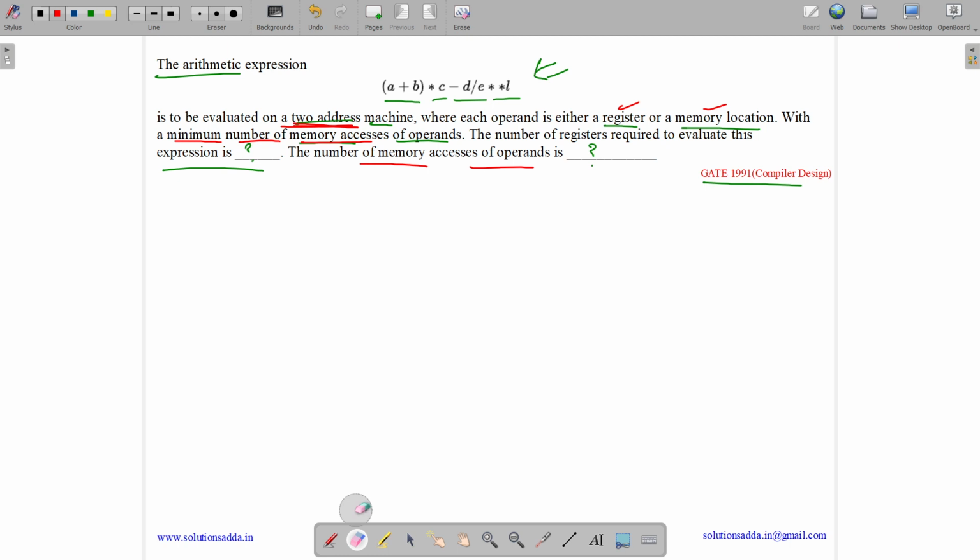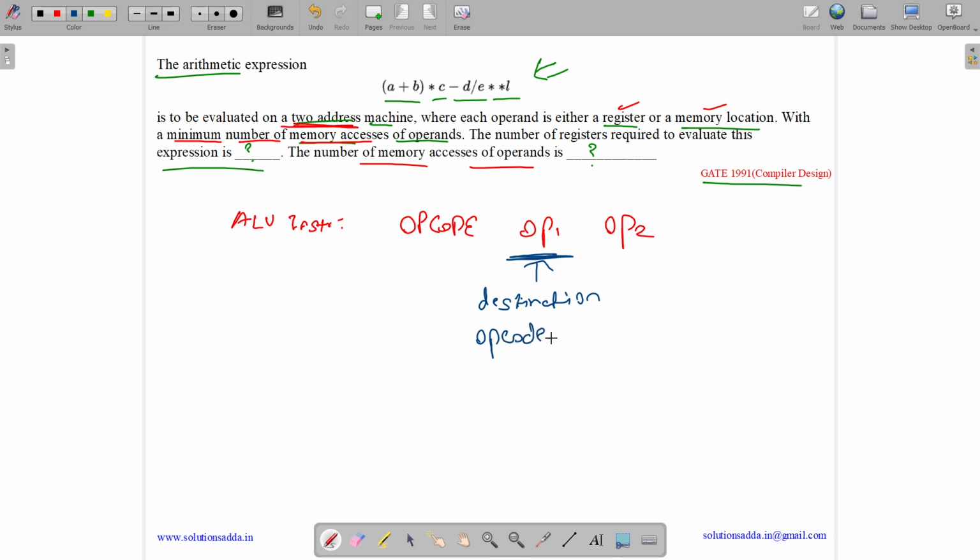For this there are some preliminary assumptions. Let me tell you those. We will assume that every ALU instruction is of the form opcode, operand 1 and operand 2. Every ALU instruction, which is a data manipulation instruction, is such that the first address of the instruction is the destination. It serves two purposes: it is the destination as well as the address of the first operand, and the second address is the address of the second operand.